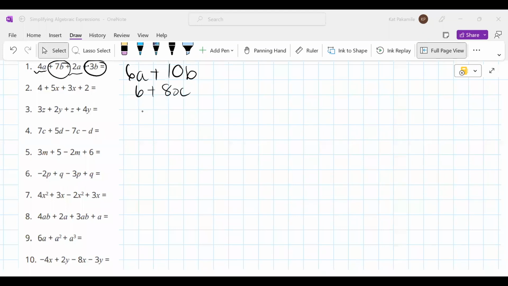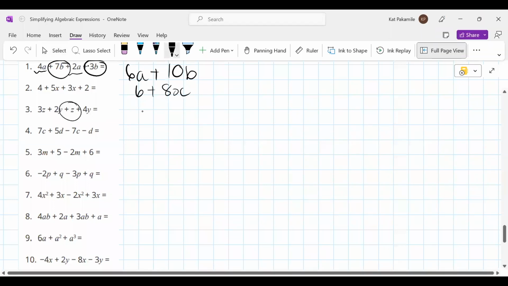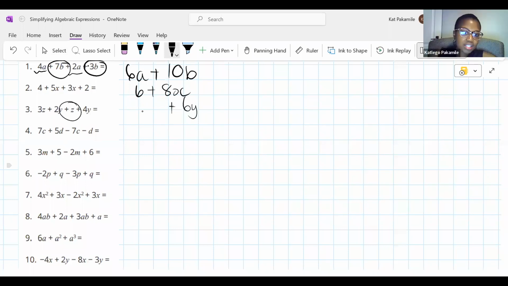So for the third one, 3z plus 6y. Oh, what about the z? If there's nothing in front, there is a 1. So it's 3z plus 1z. How much is that? 4z. 4z. Thank you very much, Sia.